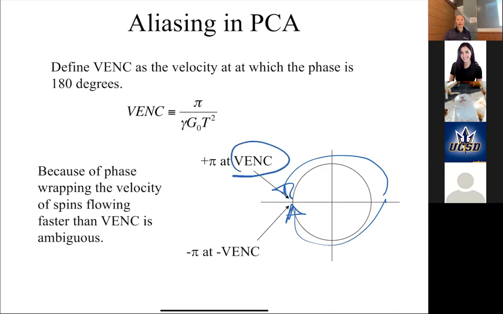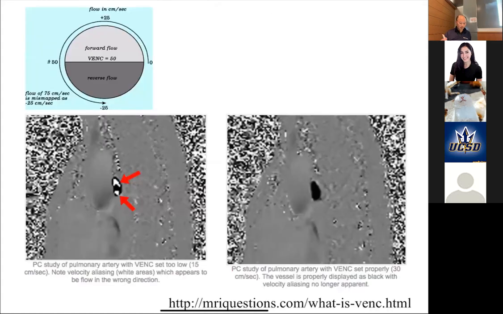And that's a parameter that is typically set that you'll see and that the technician has to be aware of. Because once the velocity is higher than the Venc, that's the velocity where you've gone beyond pi. And so you don't know. So then in that case, you've gone from positive to negative flow. Okay. So here's an example of this where in this vessel here in the pulmonary artery, the Venc is set to 15 centimeters per second. So it looks like within this artery, there's flow going both ways.